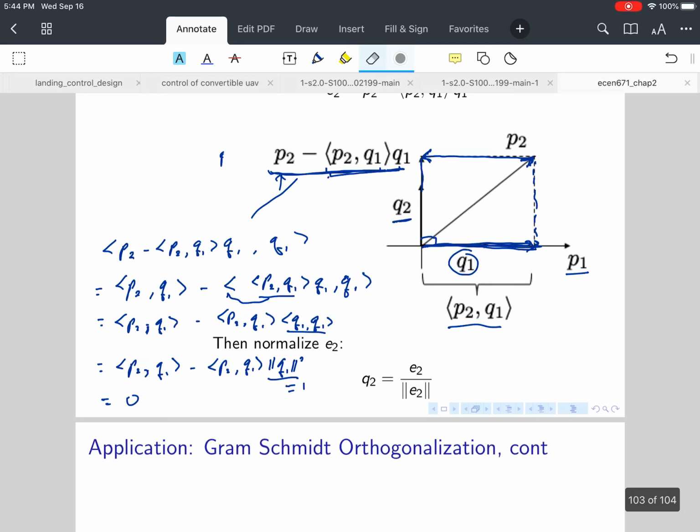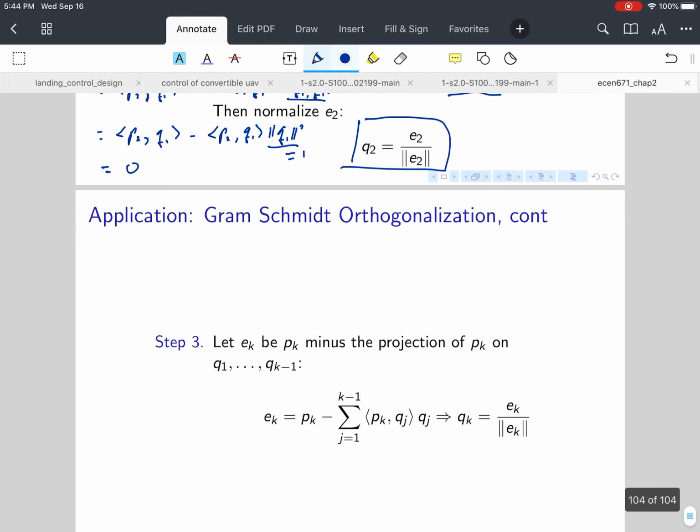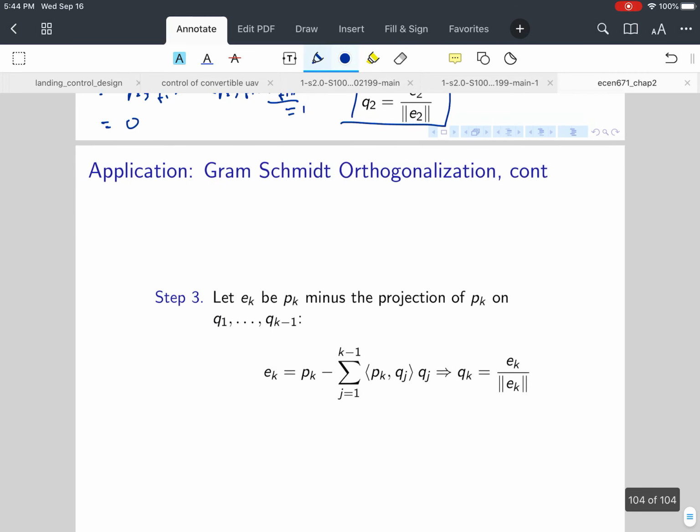Okay, so this is E2. I like that notation. And then Q2 is just going to be, or it may not be unit length, and so we'll normalize. And now we have Q2.